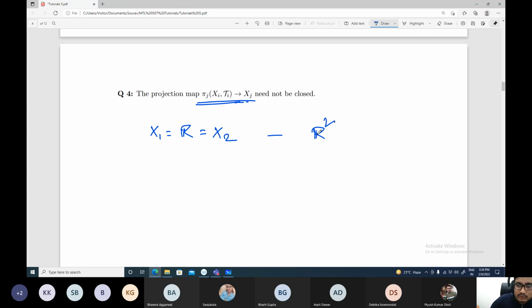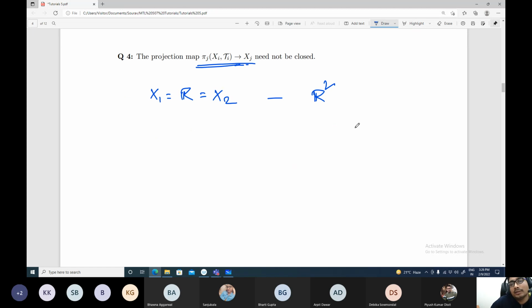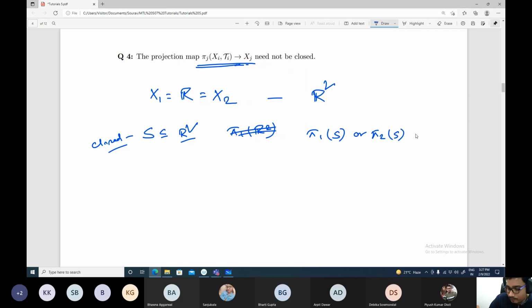And so what we have to prove is that there is some closed subset S in R2 such that pi 1 of S, or pi 2 of S, is not closed, right? This one we have to prove.